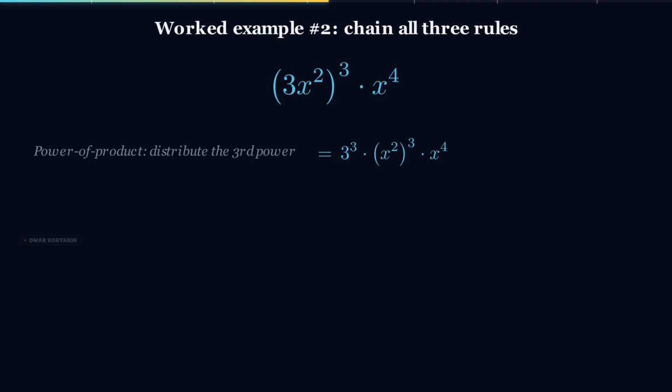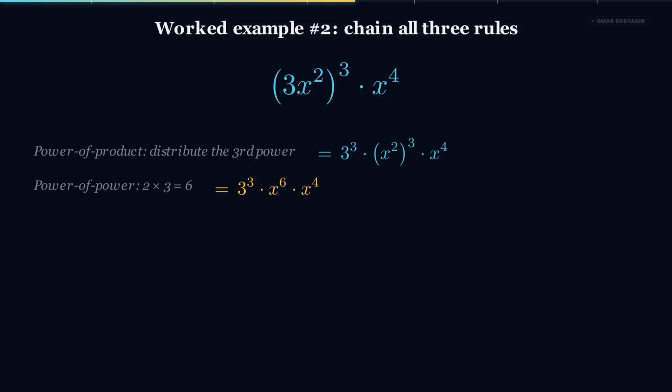Step 1. Apply the power of product rule to the left chunk. Open parenthesis 3 times x squared close parenthesis cubed distributes the cube to every factor inside, giving 3 cubed times open parenthesis x squared close parenthesis cubed. The constant 3 picks up its own cube, and the variable factor x squared picks up its own cube as well. Step 2. Apply the power of power rule to the x squared raised to the third power. The two exponents multiply, 2 times 3 equals 6, so x squared cubed simplifies to x to the sixth power.